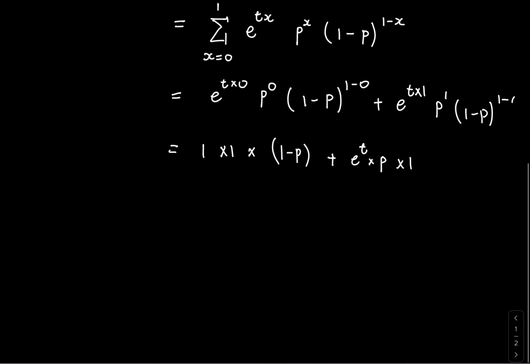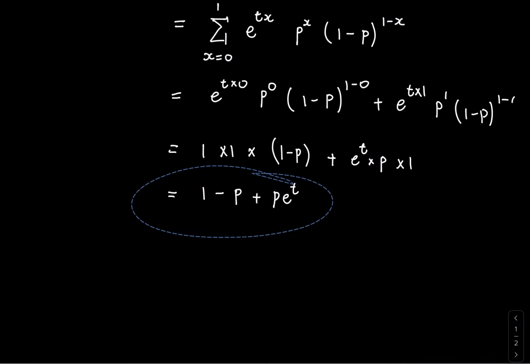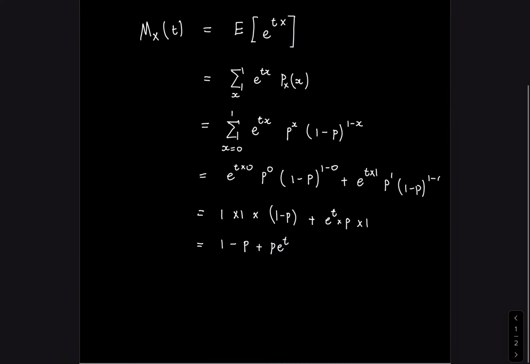And so in a more simplified form, we have 1 minus p plus p e to the t in its simplest form. And this is in fact the moment generating function for the Bernoulli distribution.